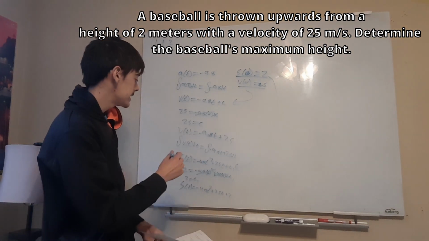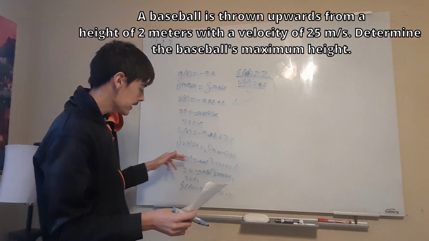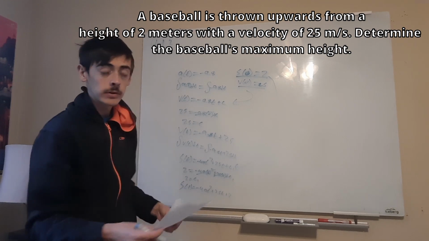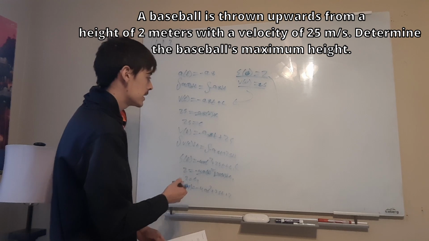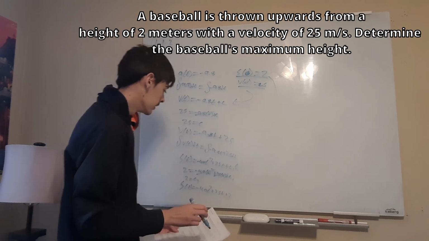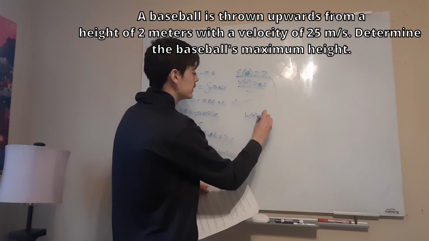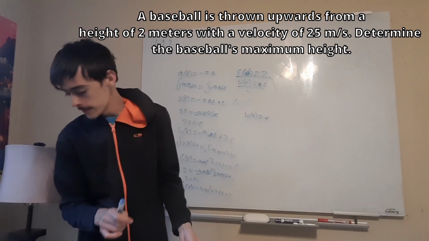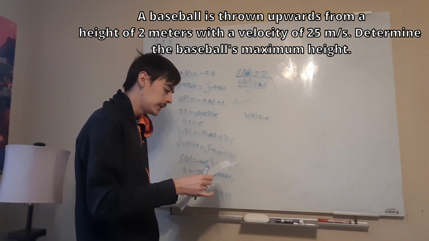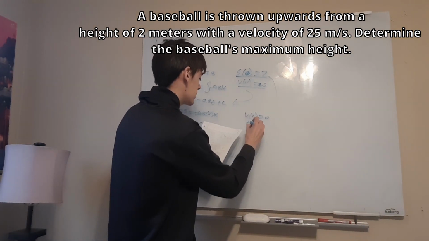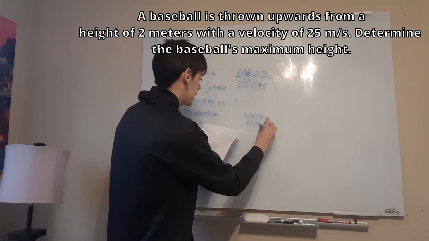So if we can find a time when velocity is 0, then we could take that time and plug it into our position function to find the ball's maximum height. I don't exactly have a lot of room left here, but what we would do is set v of t equal to 0. And that will give us a value, which in this case, when v of t equals 0, t is going to equal 25 divided by 9.8.